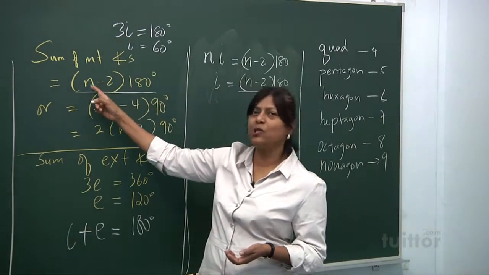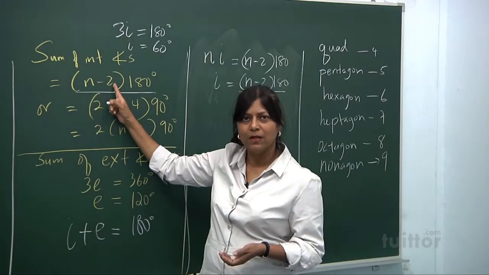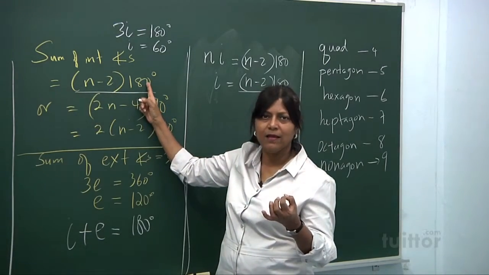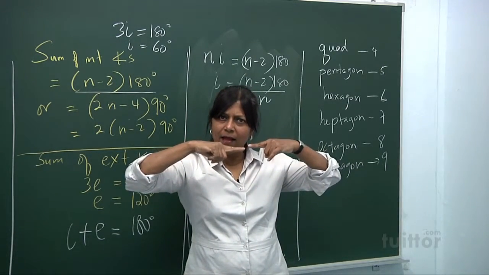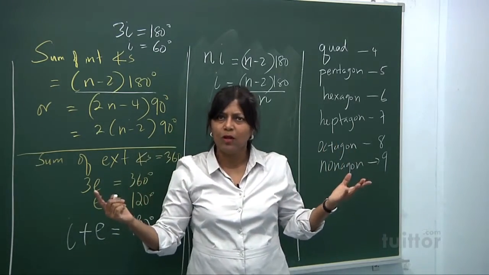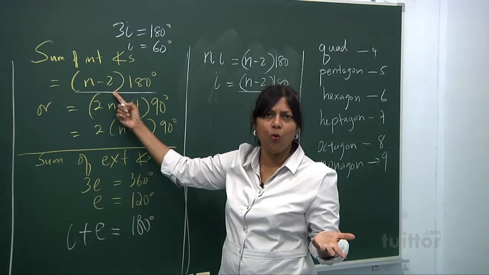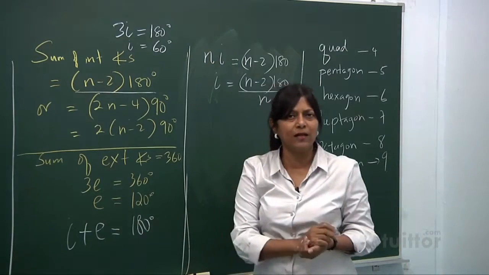If n is 2 sides, look at it again, 2 minus 2, you get 0. 0 times 180 degrees, nothing. Because 2 sides will form a what? A straight line. And do you have any interior angles? Is that called a polygon? No. If you put 1 side, can you form a polygon? No. So that clearly verifies this whole formula.